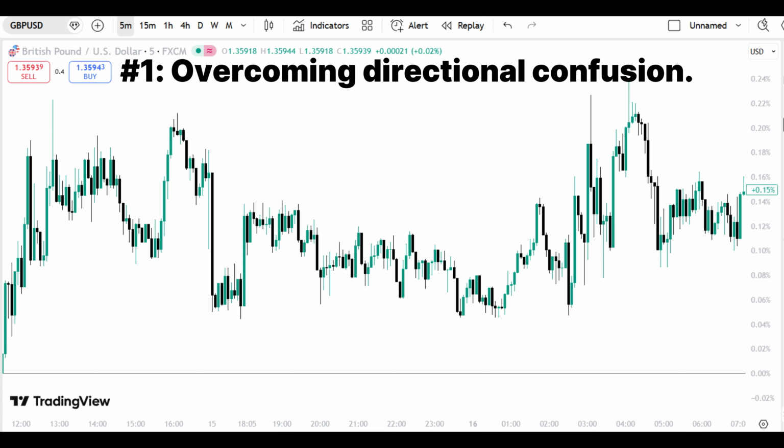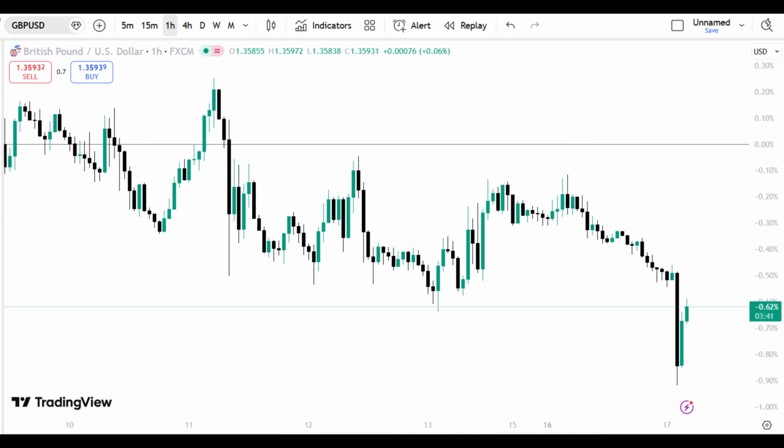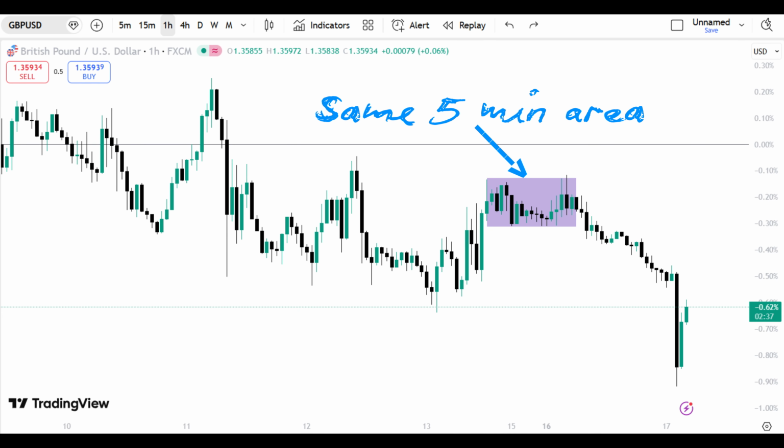Price constantly violates structure levels to both the upside and downside, which creates confusion for traders attempting to identify trend direction. However, if we zoom out to the 1-hour time frame, we can instantly recognize the dominant trend and bearish pressure. This highlighted area is the same region we were previously observing on the 5-minute chart. So by understanding the higher time frame directional bias, we can confidently execute short entries on the 5-minute chart.